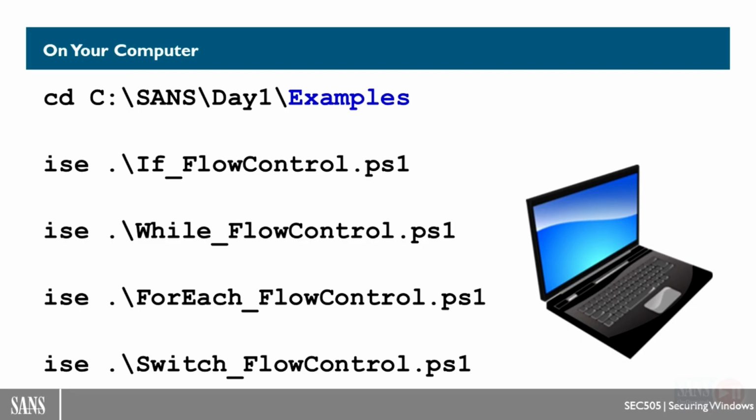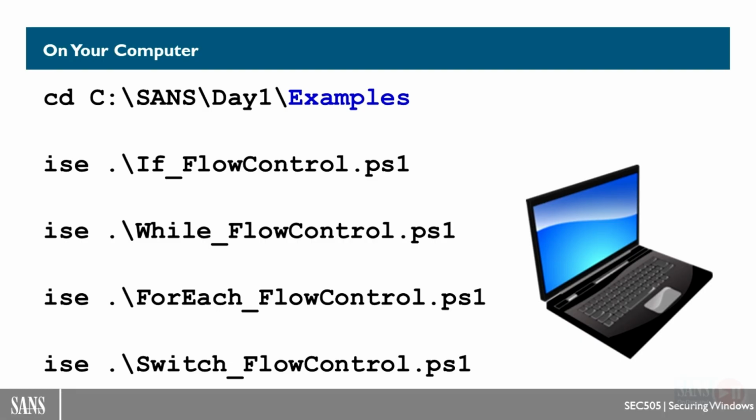How do you know which script contains what? Well, in your manual, in the gray text boxes, if it has # script, colon, and then followed by the name of the script, that's the name of the script here inside the example subdirectory. As we talked about earlier, the ISE command is short for PowerShell ISE, and that'll open up the script inside of a new tab.